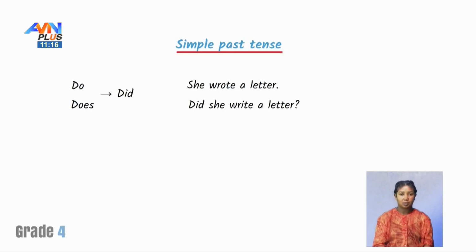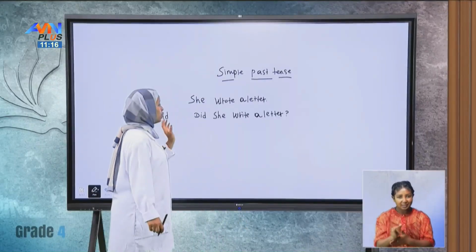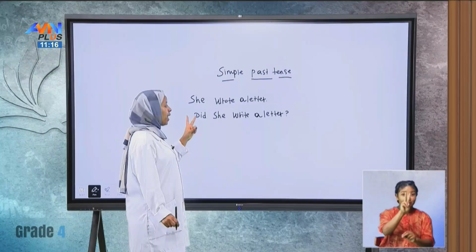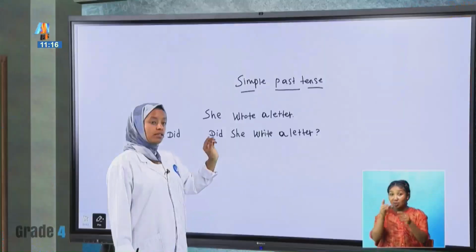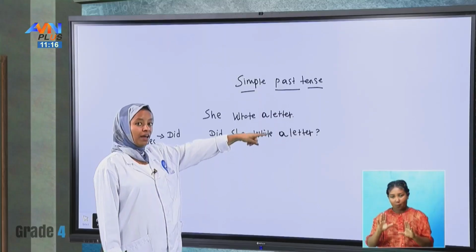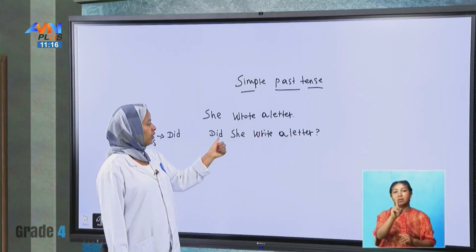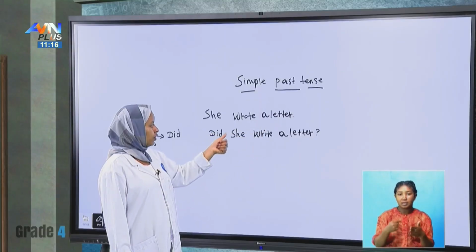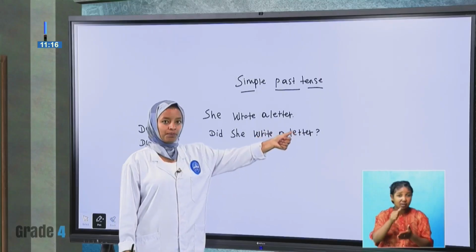Question mark. Here is, we can't use two past verbs in one sentence. If we are using did here, we can't use again another past verb. So, or V2. So, did she write a letter?